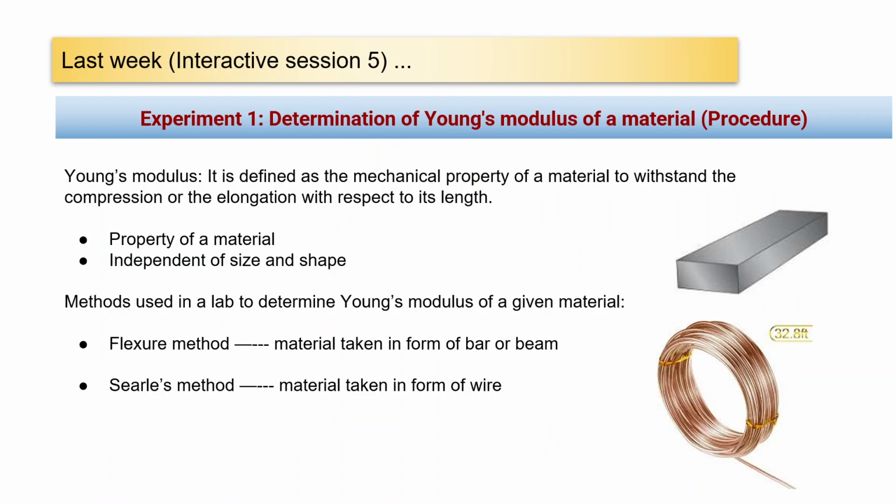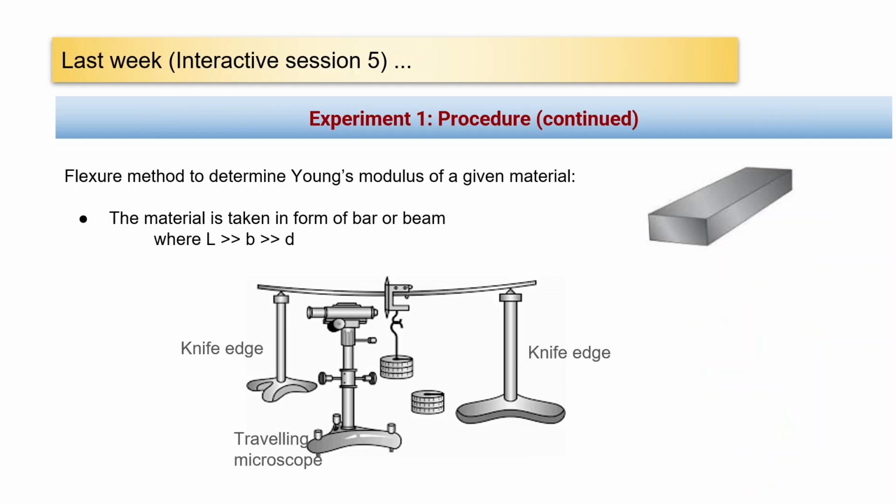Moving forward, a quick recap. Last week, in the 5th interactive session, we understood the theory for determination of Young's modulus of a material. This was our experiment 1. We understood the theory, the procedure, and did questions based on this particular experiment, which was the flexure method.